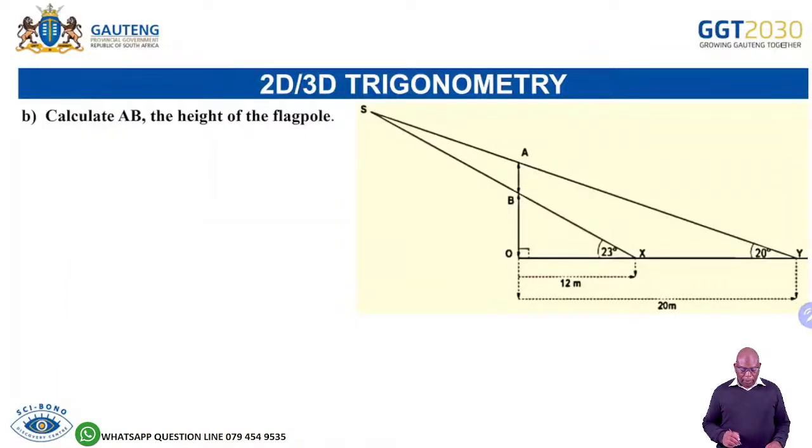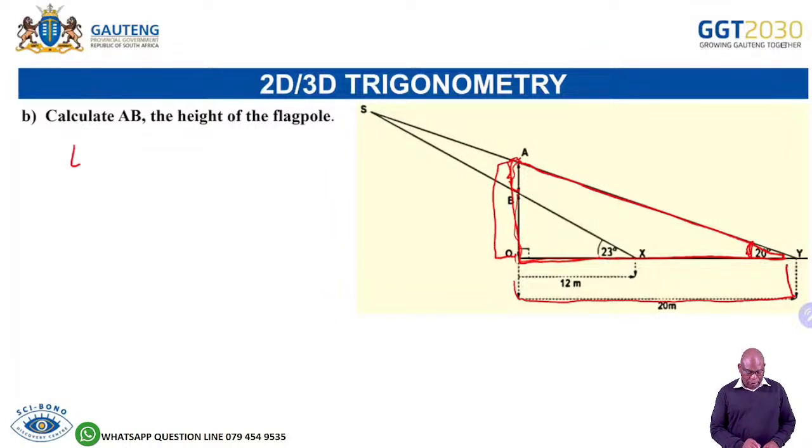Now, B states that calculate AB, the height of the flagpole. Calculate AB, the height of the flagpole. So in other words, you can see that AB is not on this triangle here. It is on the bigger triangle. But AB here, how am I going to calculate AB? First, what should I do? I must calculate AO, because I've got 20 here and I've got 20 degrees there. So I can go and calculate the whole length there.